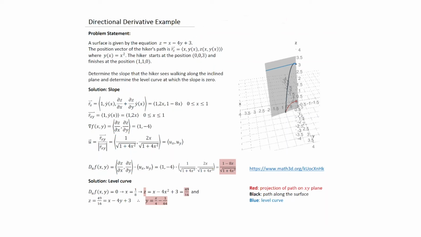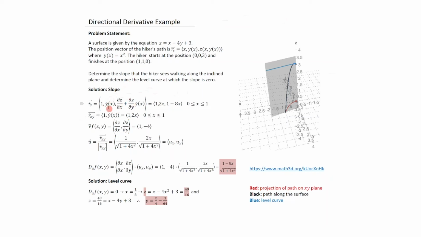So the objective is to determine the slope that the hiker sees walking along the inclined plane. And then what we want to do is determine the slope, the level curve at which the slope is 0. So first we deal with the calculation of the slope. And so first of all we want the position vector with respect to the surface, which I've spelled out here. You've got the equation for z as a function of x and y, so you can take the derivatives.